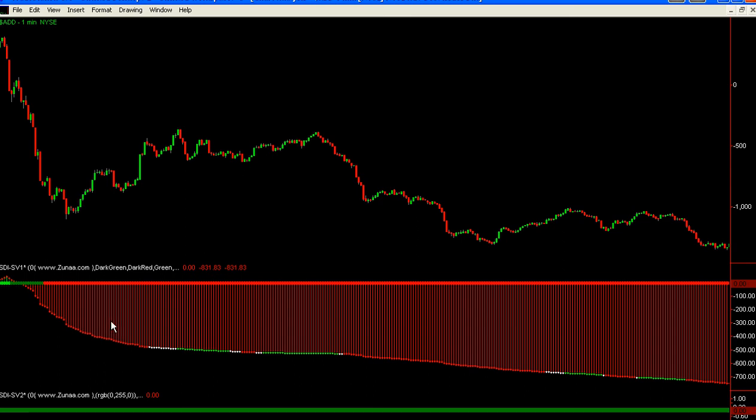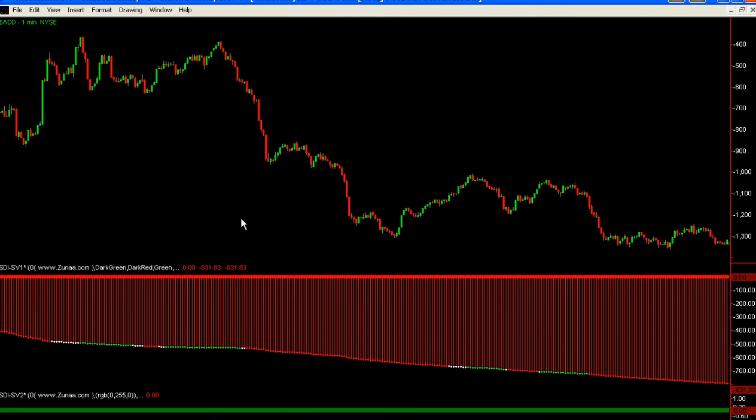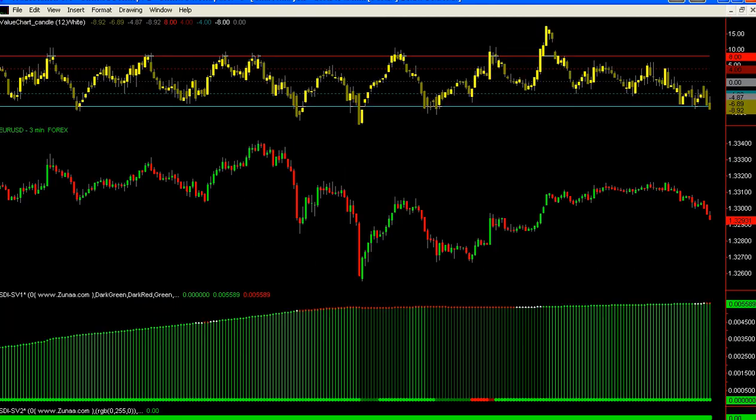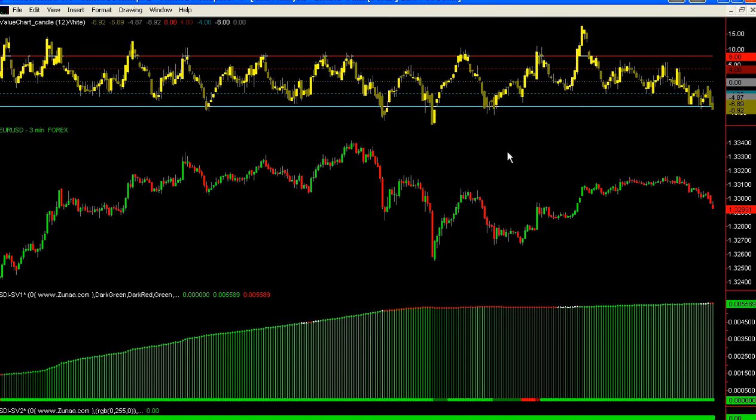Are they doing the same thing, or is one doing something different? So when the internals are showing you the same thing as the futures, then obviously everything is lined up nicely, and there's no conflict between the broad market and the E-minis. So that's another idea.